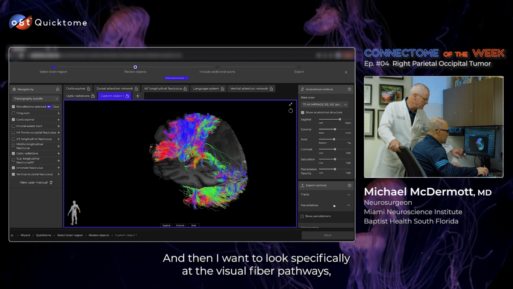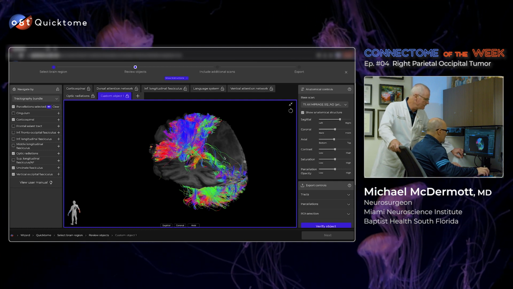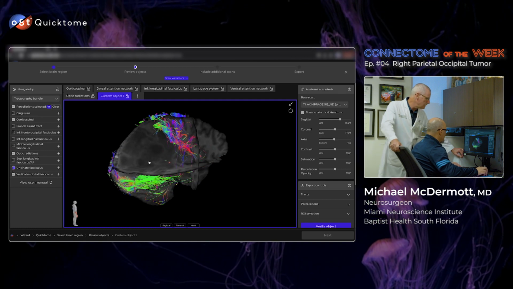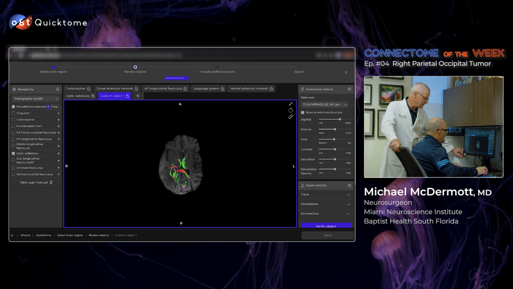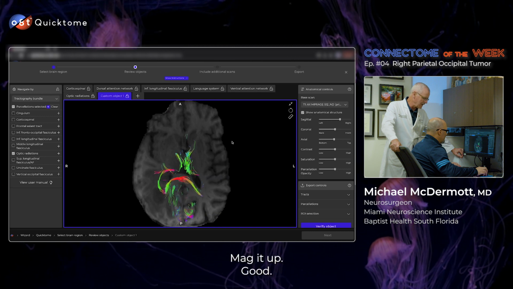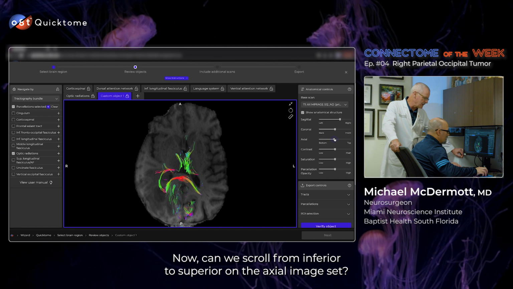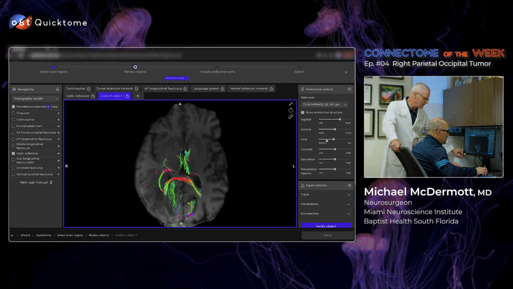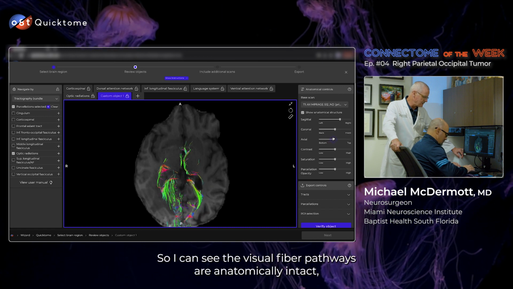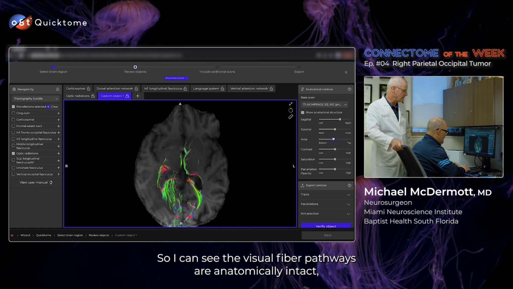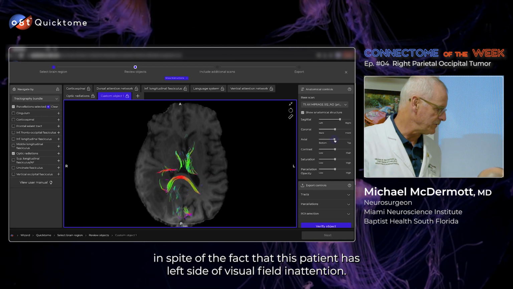And then I want to look specifically at the visual fiber pathways now on the right-hand side. Go to the axial image as opposed to the 3D image. Mag it up. Good. Now can we scroll from inferior to superior on the axial image set? Good. Slow down there. So I can see that the visual fiber pathways are anatomically intact in spite of the fact that this patient has left-sided visual field inattention.